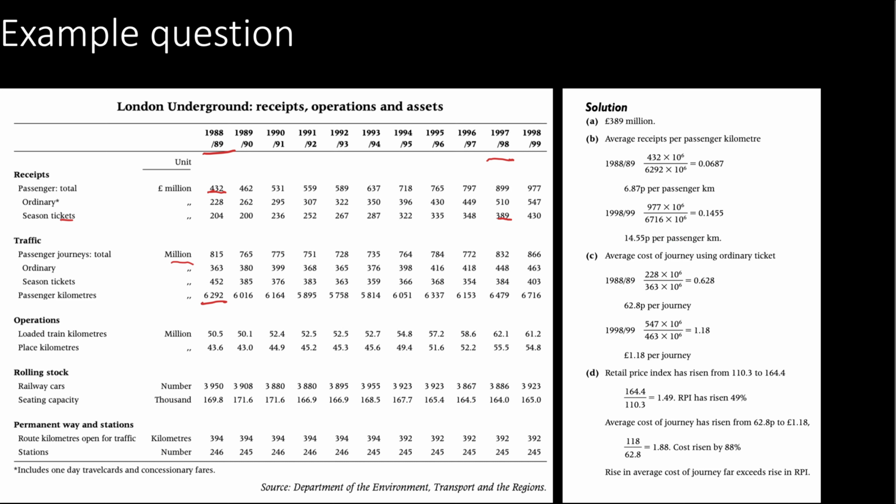Okay, for the next question, part C, what is the average cost of a journey for a passenger using ordinary, i.e. not season tickets, in 1988 and 1999? We would do a similar thing for this, but we would just use ordinary over here and ordinary from here. We would use this ordinary.